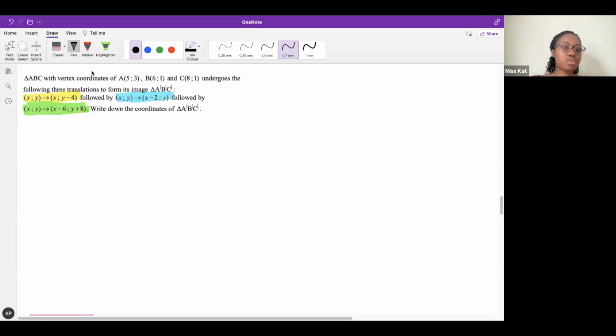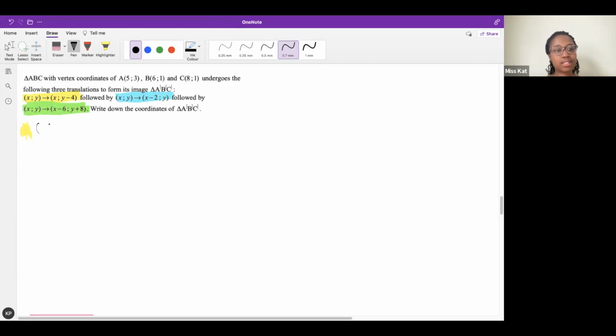Okay, so let's do the first one, which is the yellow one. Ooh, I don't have a yellow thing. Let's do this. I'm going to draw a little star to show that we're doing the yellow ones. So coordinate A, from 5, 3, we're doing the yellow transformation. So what is the coordinate of the new A prime, guys? What's the new coordinate if we're using the yellow one?